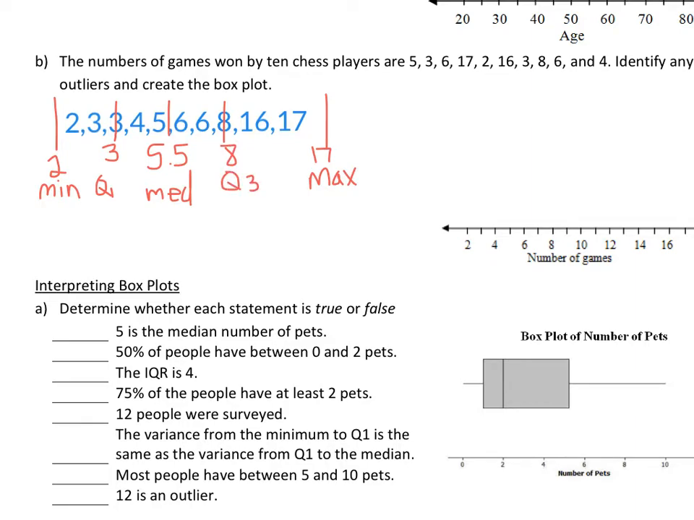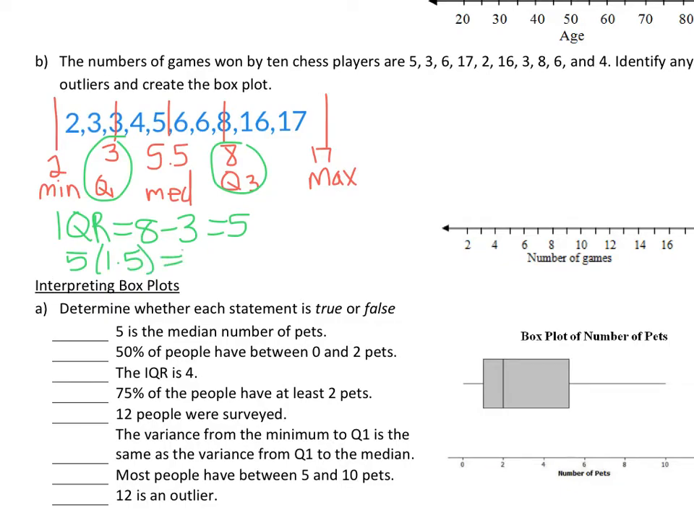Before I graph it, I need to find the outliers. So the first thing I'm going to do is find the interquartile range. The interquartile range is always the third quartile subtracted by the first quartile. So to find IQR, we have 8 minus 3, which is 5. So the interquartile range is 5. Now to determine if there are any outliers, what we need to do is take that interquartile range and multiply it by 1.5. When we do that, we get 7.5.